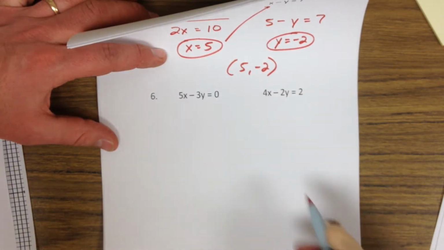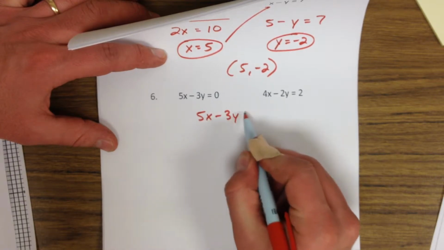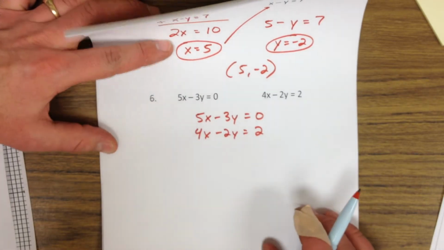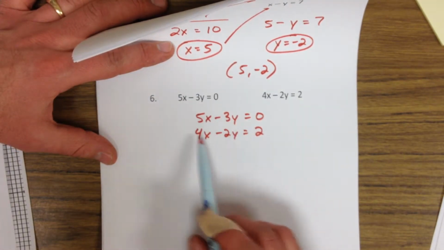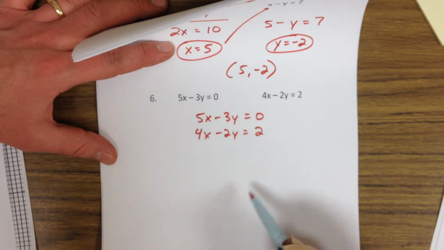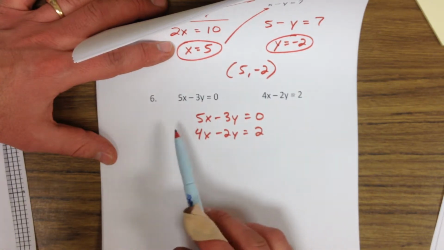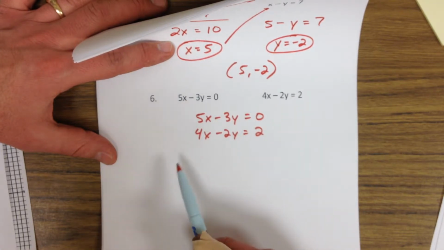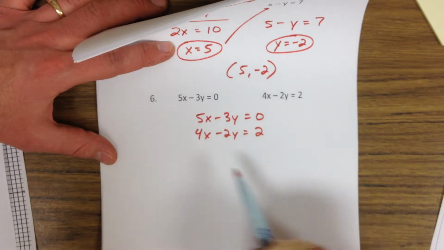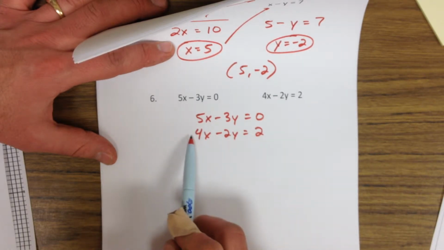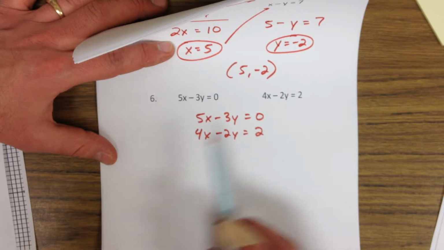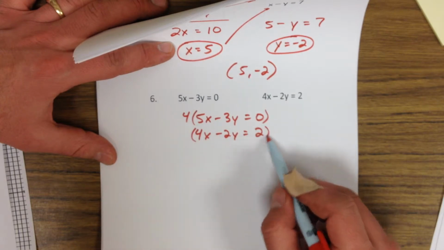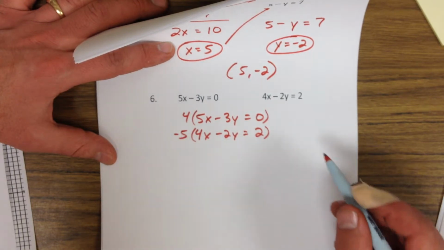Number 6. This one takes a little bit more work. So here we go. There aren't any just opposites if I just add right off the bat, and I also have to multiply the top and the bottom to try to get opposites. Because remember, the whole idea of elimination is to get two things that are going to cancel out, two numbers. So if I make this positive 20 and this negative 20, then they're going to cancel out. So to make this positive 20, I'm going to multiply that by 4. I'm going to multiply this one by negative 5, and let's see what we get.